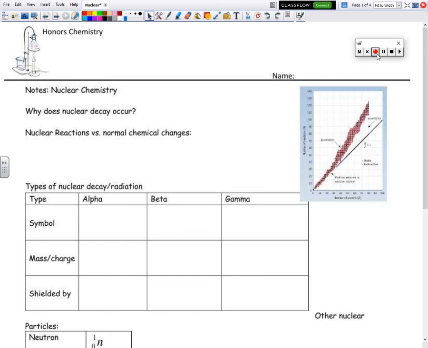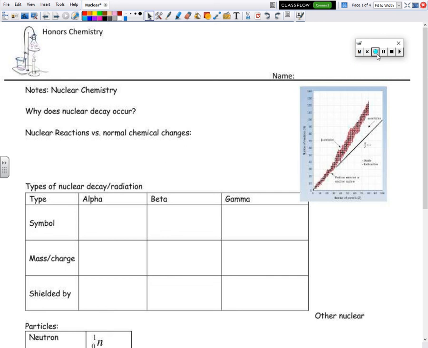This is what the state of North Carolina requires you to know in your first year chemistry class, which quite frankly, in my opinion, I don't think is appropriate for a first year chemistry class. I think leave nuclear out of it. But anyway, here we are on nuclear chemistry.